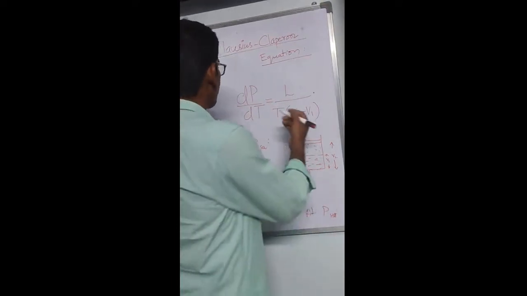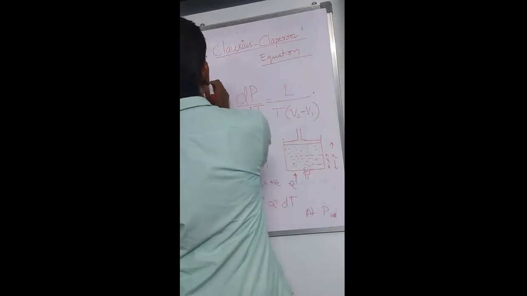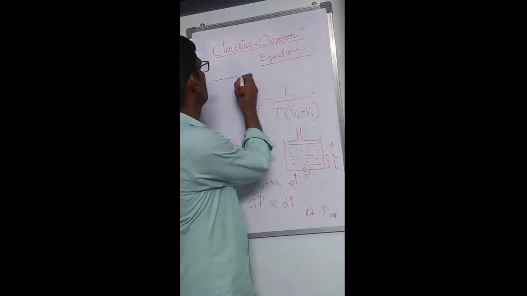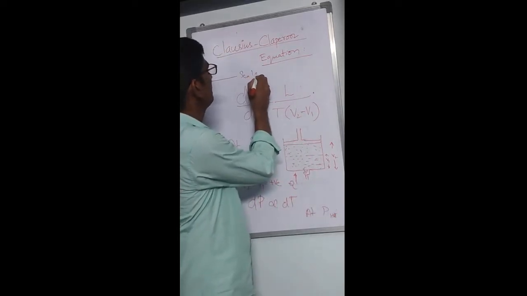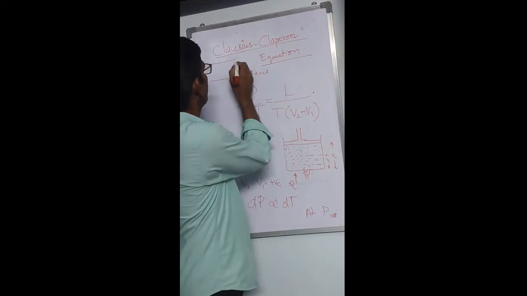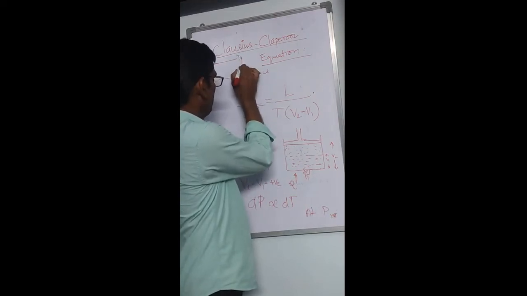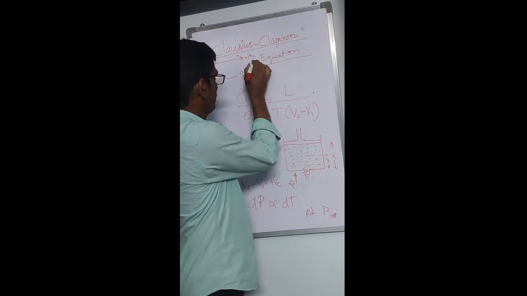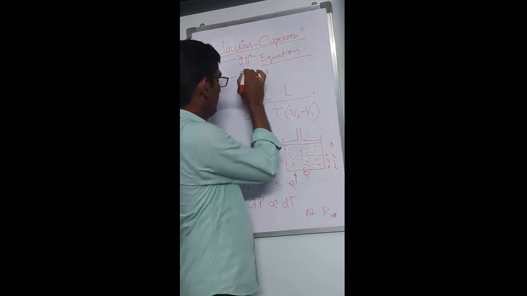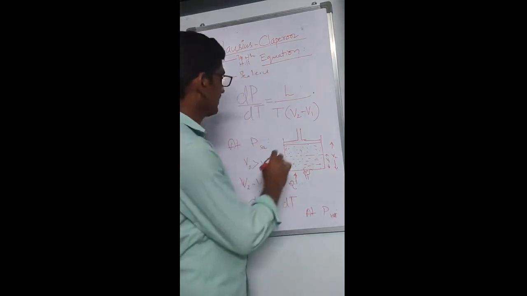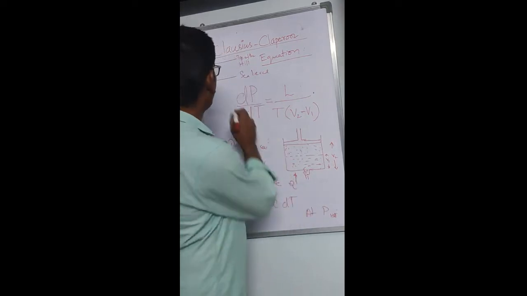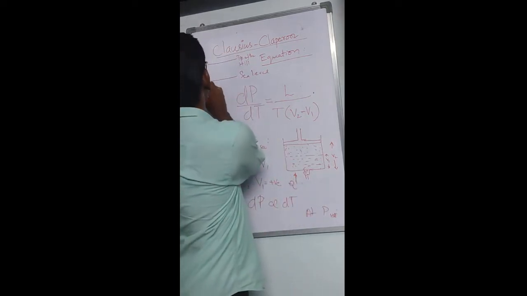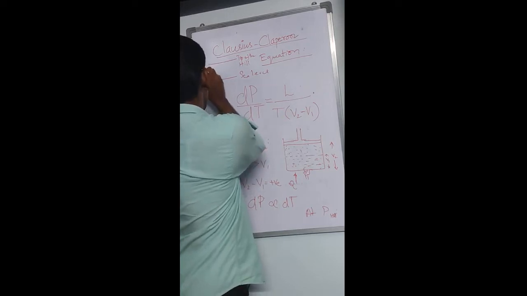So what is happening as you move from sea level to the top of the hill? The pressure at this point is P sea level, and this is the pressure at the hill.